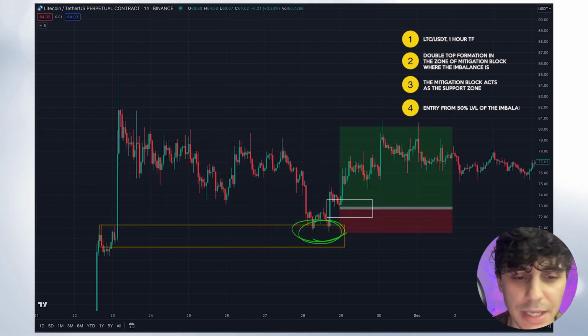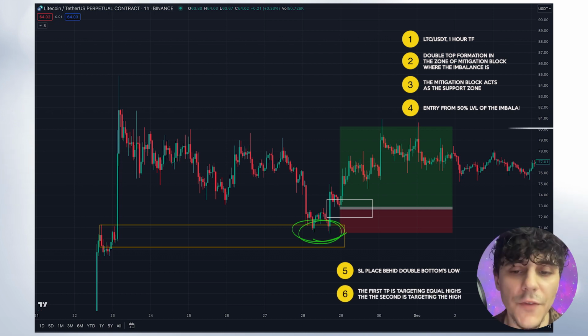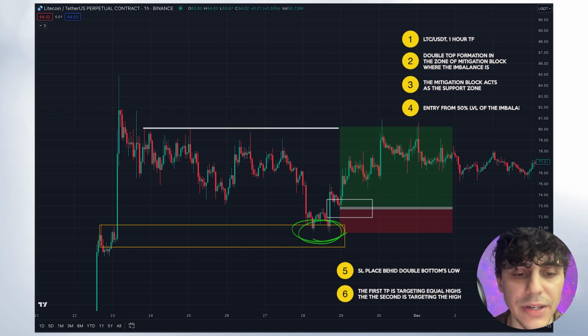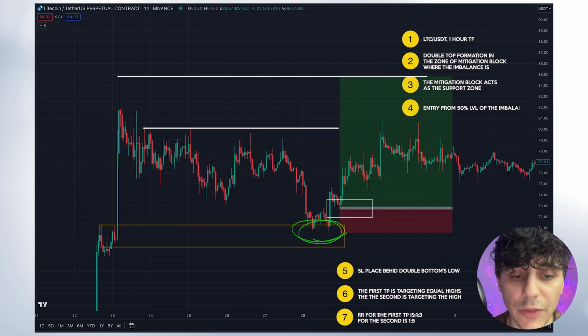Entry is 50% of the imbalance, stop loss set behind the low. In this trade I split take profit into 2 takes. 50% will be taken at the nearest equal highs because this is a significant liquidity pool. The risk reward ratio is 1:3. The remaining 50% will be taken at this high. Here I have a 1:5 risk reward ratio.